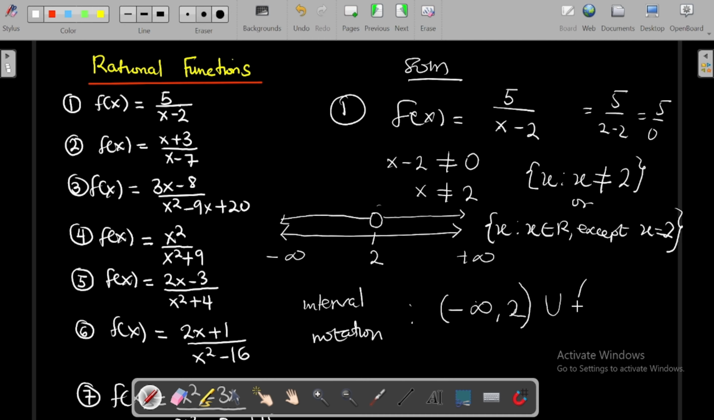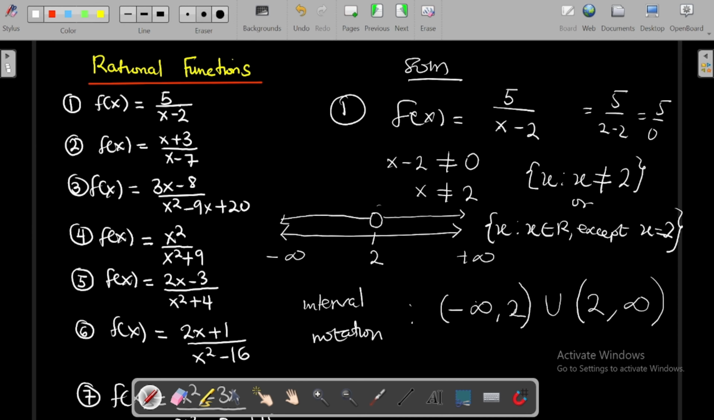Now 2 to positive infinity. Notice that for this 2 also, I used a parenthesis instead of a square bracket, because the 2 is not included in the interval. So this is how to find the domain of this particular function. This is the domain, this is the interval notation, this is the number line.